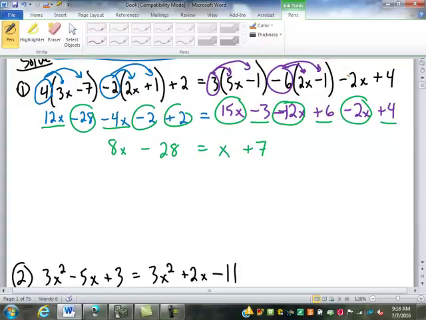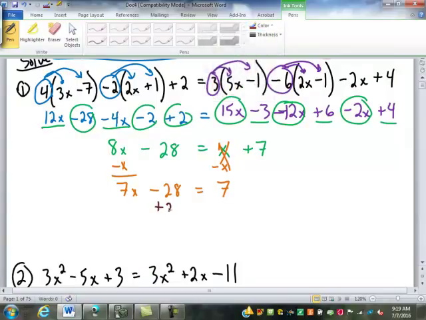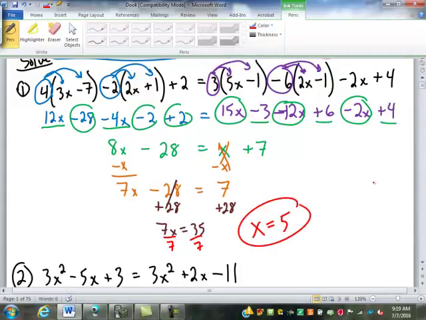But we see that there is an x on each side of the equation, so we have to get rid of one first. So I'm going to subtract this x, make it go away. Subtracting x over here makes that 7x minus 28 equals 7. What would we do from there? We could add 28. 7x equals 35, and then divide by 7 to get x equals 5. How many of you had x equals 5? A few of you? Okay.